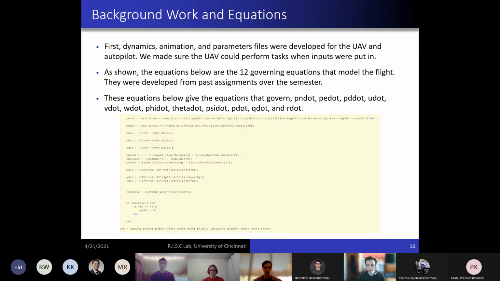As far as background work and equations, first we set up our dynamics, animation, and parameter files that we developed over the semester for our UAV and autopilot. We made sure that the UAV could perform the tasks when inputs were given. As shown below, the 12 governing equations set up the model for our flight, and again, they were developed over the past assignments from the semester. These equations output the variables that govern the plane. They're the PN dot, PE dot, PD dot, U dot, V dot, W dot, Phi dot, Theta dot, Psi dot, P dot, Q dot, and R dot.